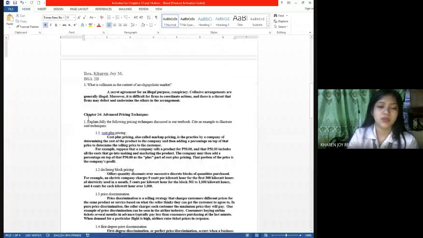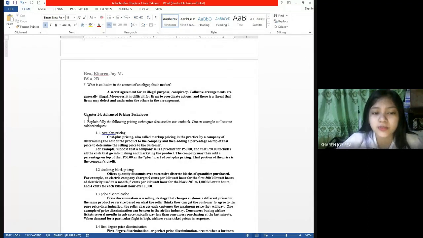Number 5. What is collusion in the context of an oligopolistic market? It is a secret agreement for an illegal purpose, a conspiracy. Collusive arrangements are generally illegal. Moreover, it is difficult for firms to coordinate actions, and there is a threat that firms may defect and undermine the others in the arrangement.